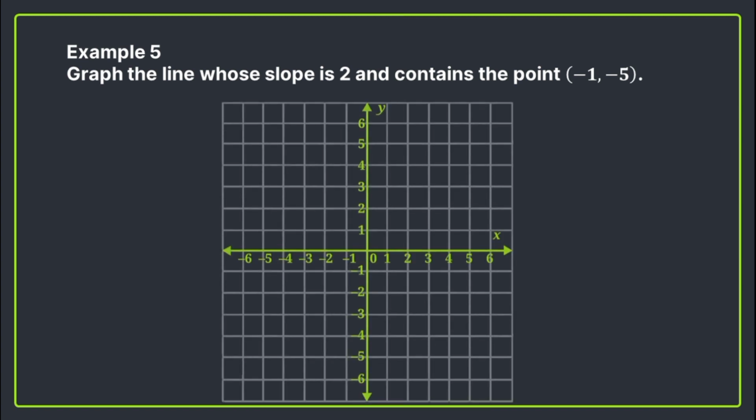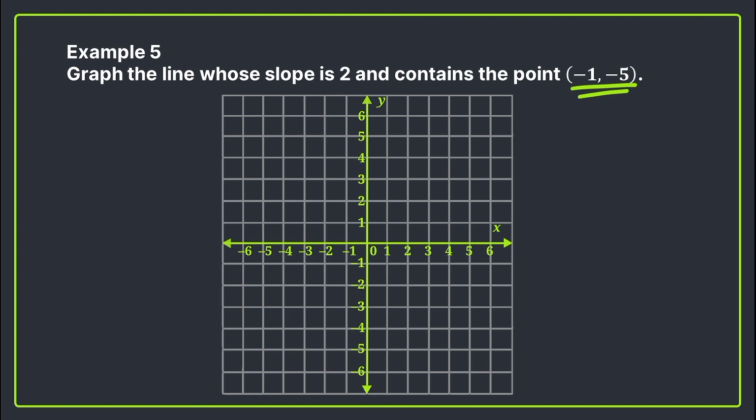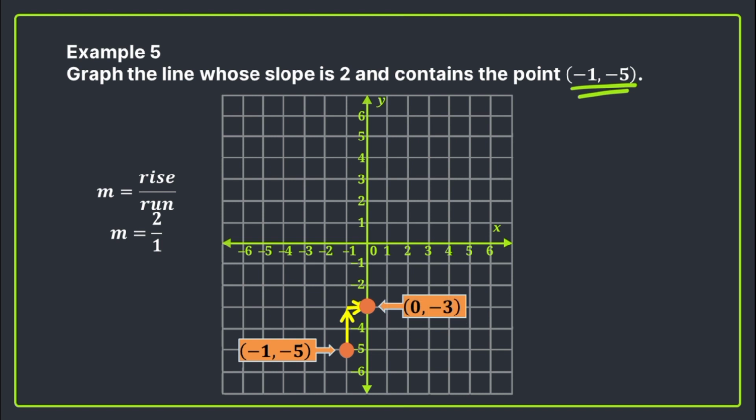So we have the point (negative 1, negative 5). That point is located in quadrant 3. It says that the slope is 2, so we will rise twice and we will run once. So 1, 2, rise. It stops at negative 1 and negative 3. And we will run once. So 1. And we have now the point (0, negative 3).